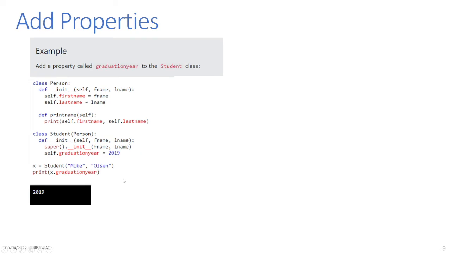Add properties. Add a property called graduation year to the student class. Let's say for example again, class person, the same, we have first name, last name, then print first name last name. Student person, then we have super init f name, then we add a property to the student class. This one is a property of the student class, not of the person class. So self graduation year equals 2019. If x equals student Mike Olsen, and we print x dot graduation year, we're printing the property of this object, so this will print 2019 because that's the value of that property.